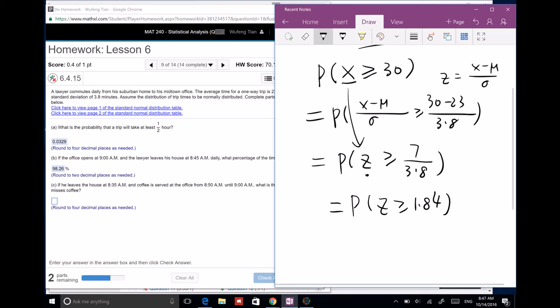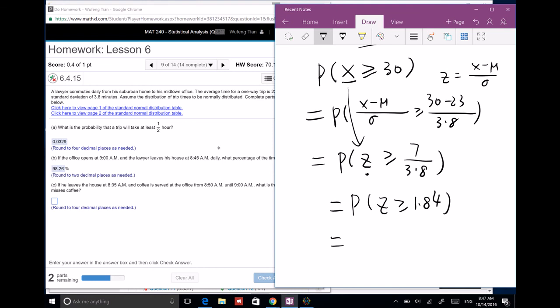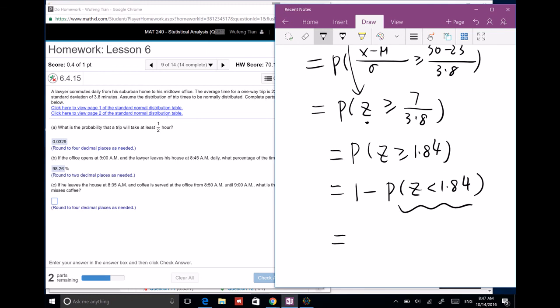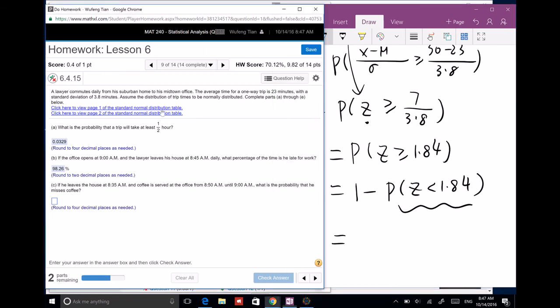Now it is bigger than, so I can only use less than. So I get P equals 1 minus P of z less than 1.84, because the table only gave me less than, the area to the left. So now I use the table. What's the area to the left of 1.84?